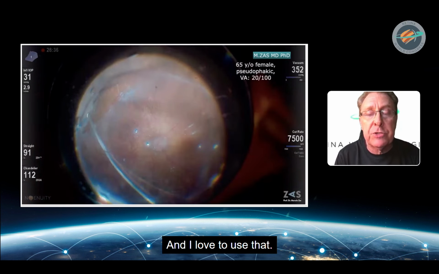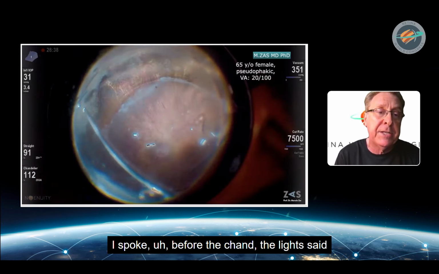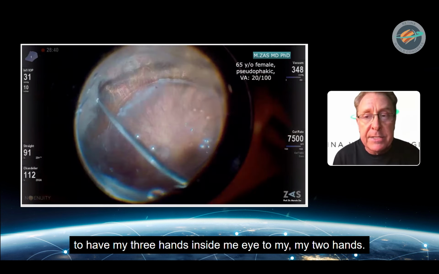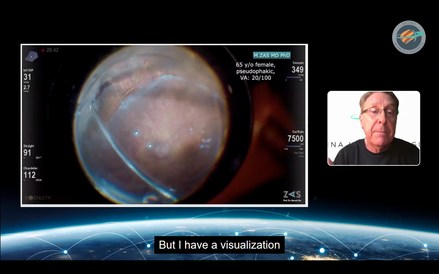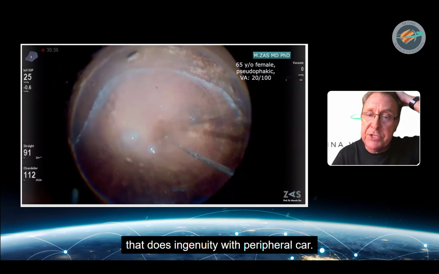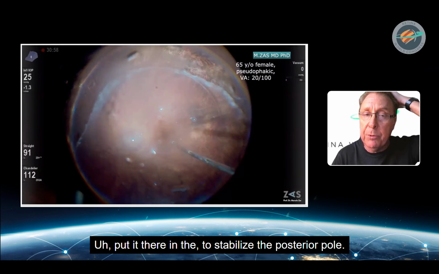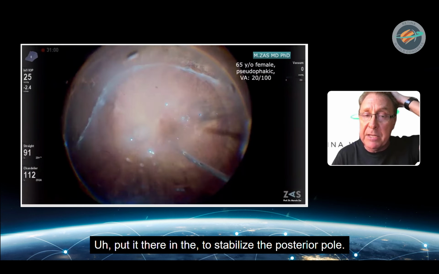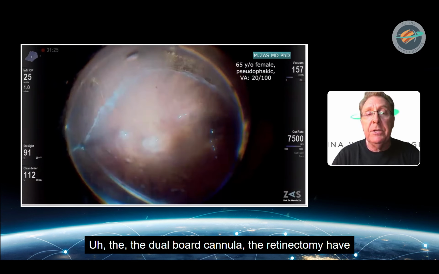retina. And I love to use, as I spoke before, the chandelier lights, so that you have my 3 hands inside my eye, my 2 hands, but I have a visualization with the peripheral carbon, put there to stabilize the posterior pole. The dual bore cannula.